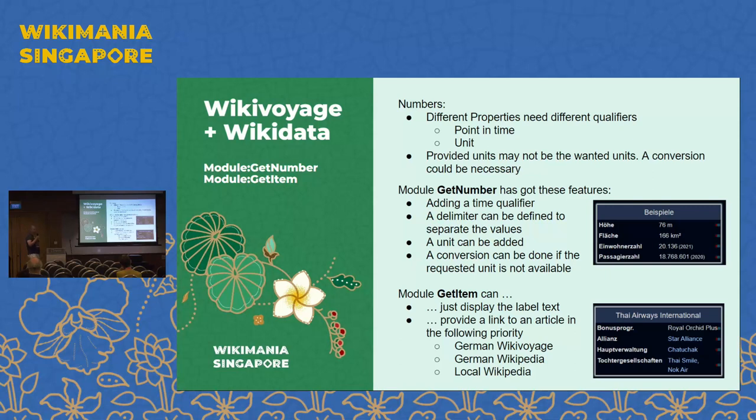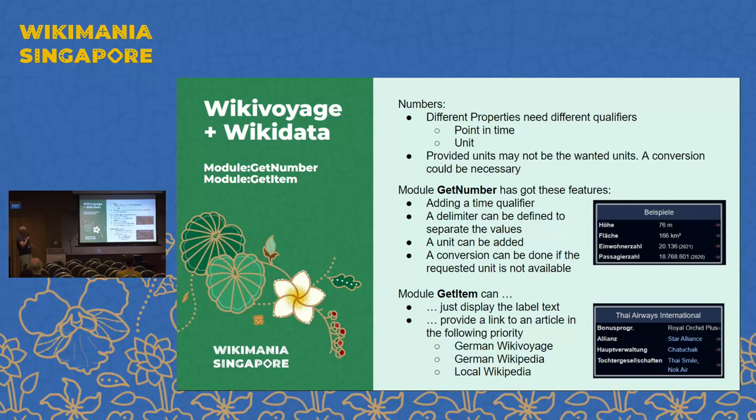Different problems can happen if you want to have numbers. The problem can be, especially if you have information from the US, that they are not in the unit that you want. Sometimes values are saved in miles or feet, and the German Wikivoyage wants to have meters and kilometers. And so I have implemented an automatic conversion. You can say which unit you want, and if it's not saved on Wikidata in that unit, it makes a conversion for you, and then your information gets displayed in the unit you want to have, like the area and altitude.